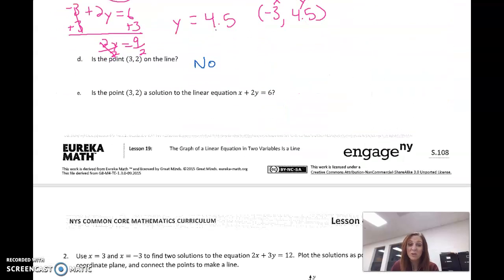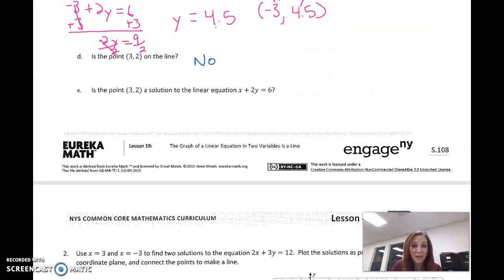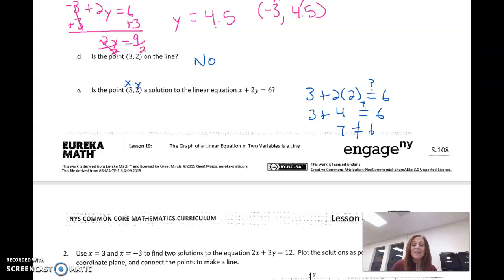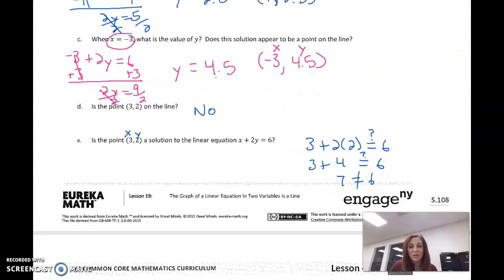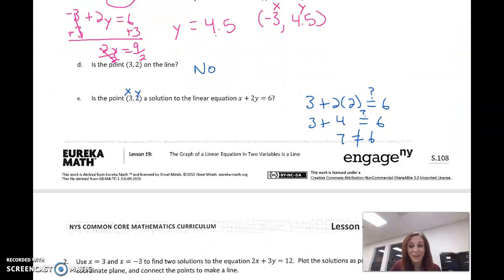And we can prove that algebraically by just plugging in this x value and this y value right here. So instead of x, I'm going to say 3 plus 2 times y, which is 2. Does that equal 6? Well, 2 times 2 is 4. Does 3 plus 4 equal 6? No. And that's why it's not a solution. So you can pick any point on this line as a solution, and any point not on the line is not going to be a solution.